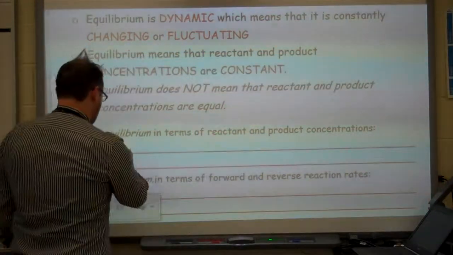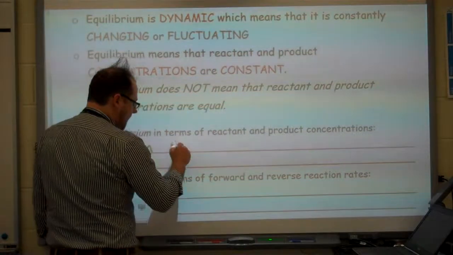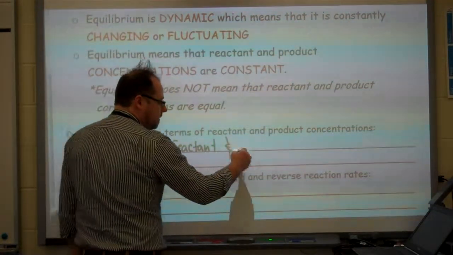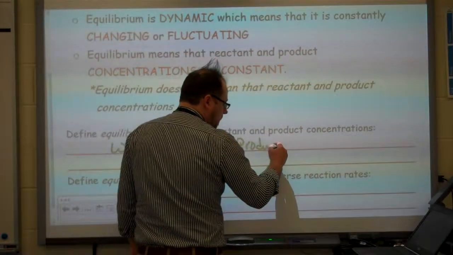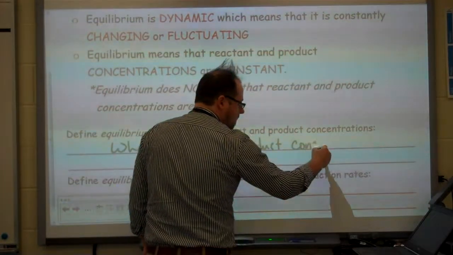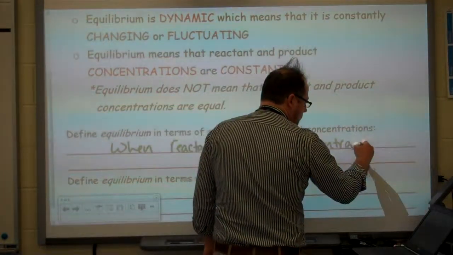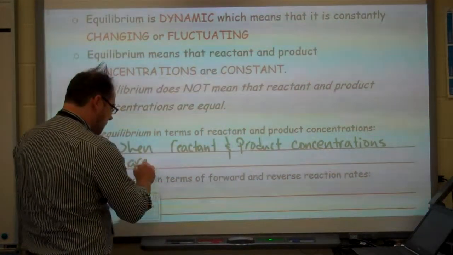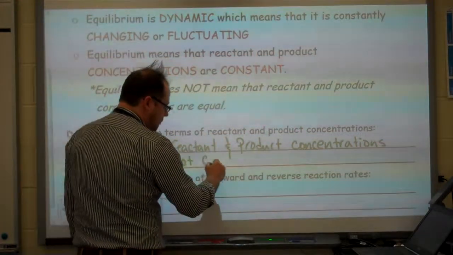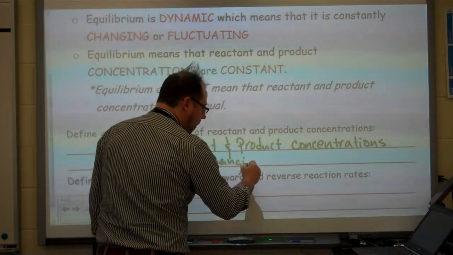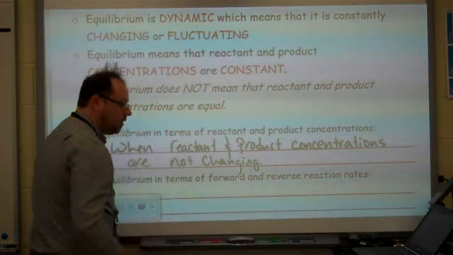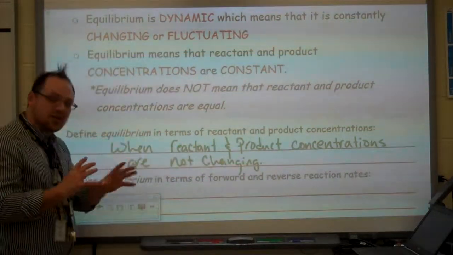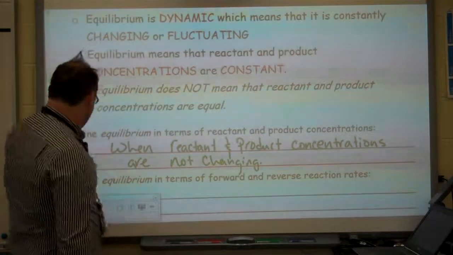Define equilibrium in terms of reactant and product concentrations. This is when reactant and product concentrations are not changing. We don't want to say the concentrations are equal because you might have more reactant than product, but we will say that the concentrations aren't changing.